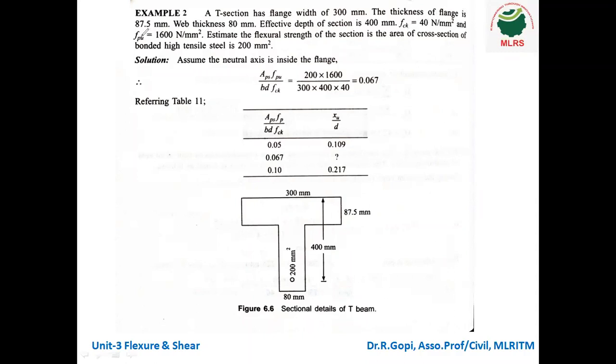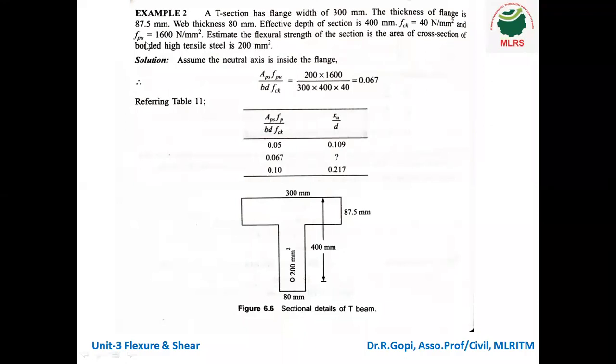And fpu is nothing but the stress in the prestressing steel. It is 1600 Newton per mm square. Estimate the flexural strength. The other name of moment of resistance is flexural strength. Estimate the flexural strength of the section, if the area of cross section of the bonded high tensile steel is 200 mm square.